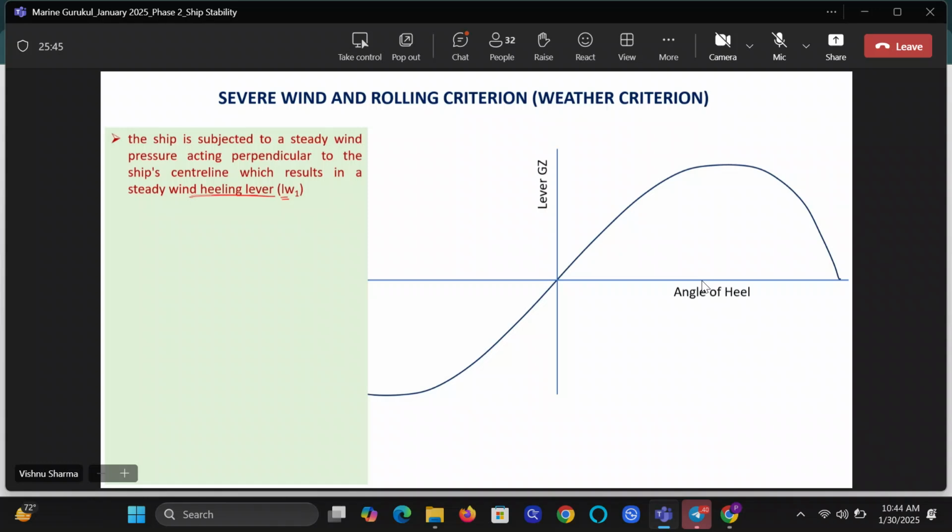Then what did we do there? We first found out the heeling lever. Here the heeling lever is LW1. Then what did we do? We plotted the heeling lever like this. Can you see this red line? We plotted the heeling lever in question number 87 like this. And wherever it intersected the righting arm curve, this was the angle of heel. Am I right, guys? Correct?